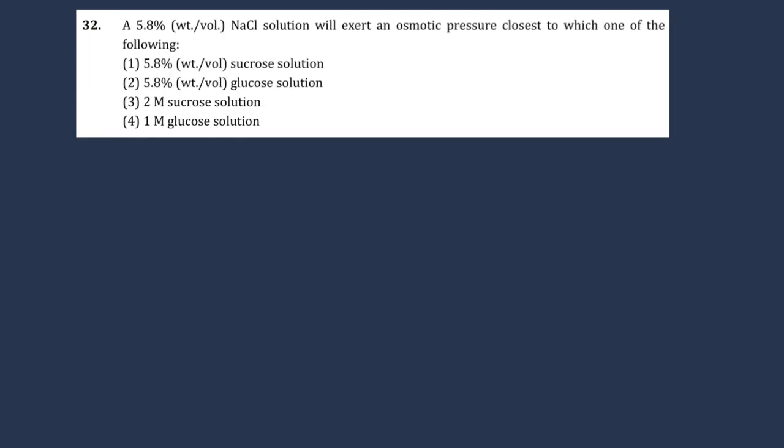Then the next question: a 5.8 W by V percent NaCl solution will exert an osmotic pressure closest to which one of the following? Then we have to check here. We know the formula from the previous question we discussed: i1C1 is equal to i2C2. For this NaCl, the Van't Hoff factor is 2, concentration is 5.8 as mass by molar mass 58.5, volume is percent given, therefore 0.1 liter. Then i2 is the osmotic pressure of which one? This is the option we have to select.